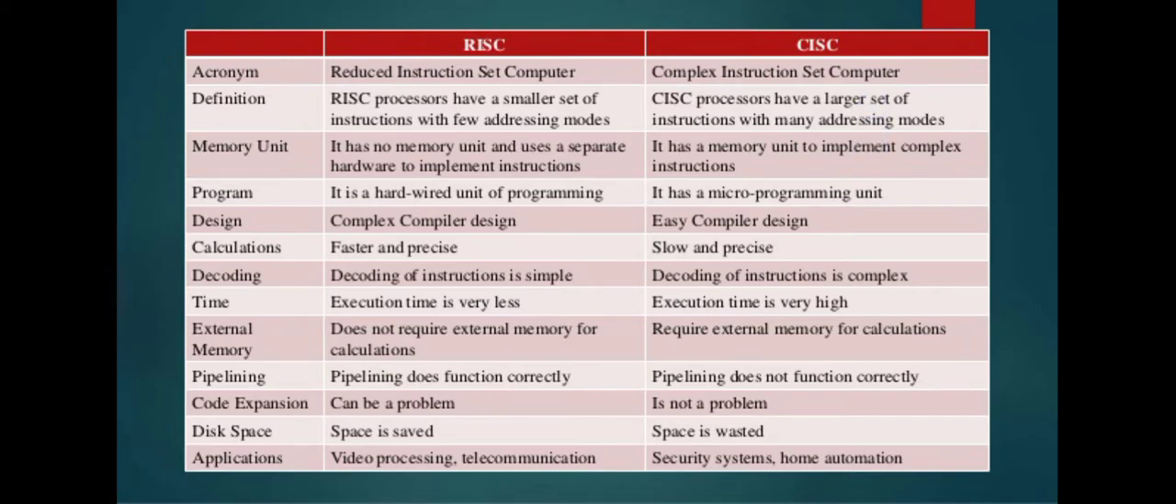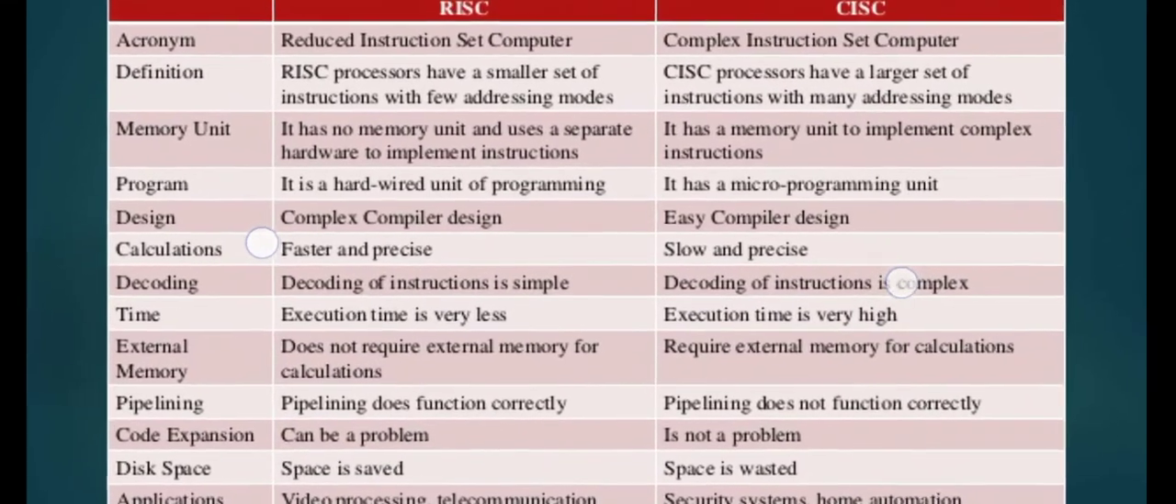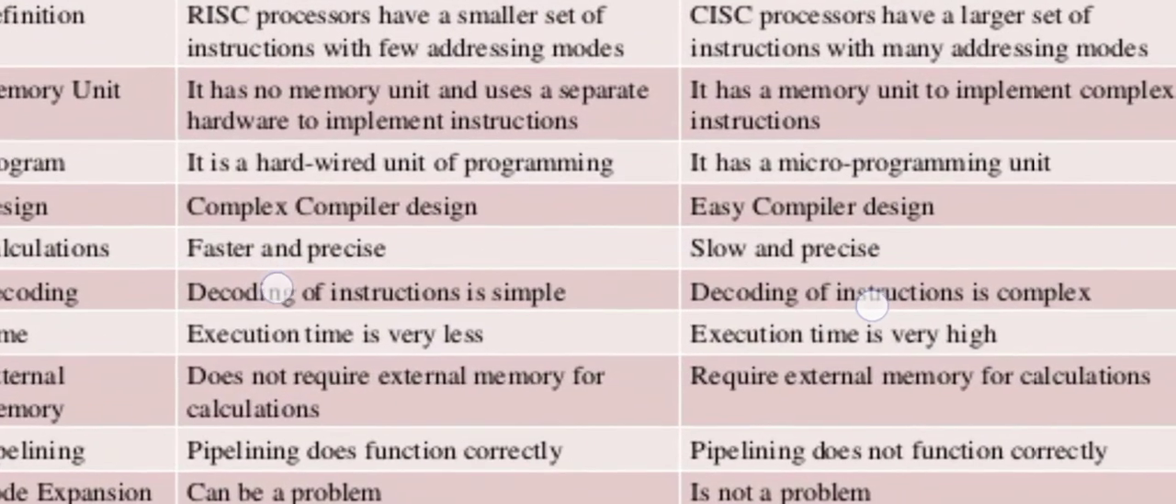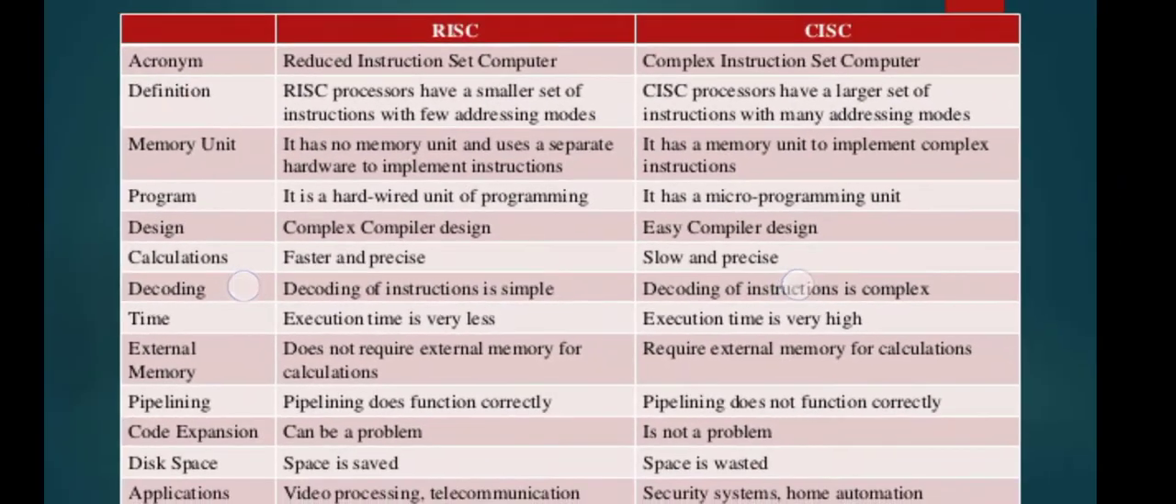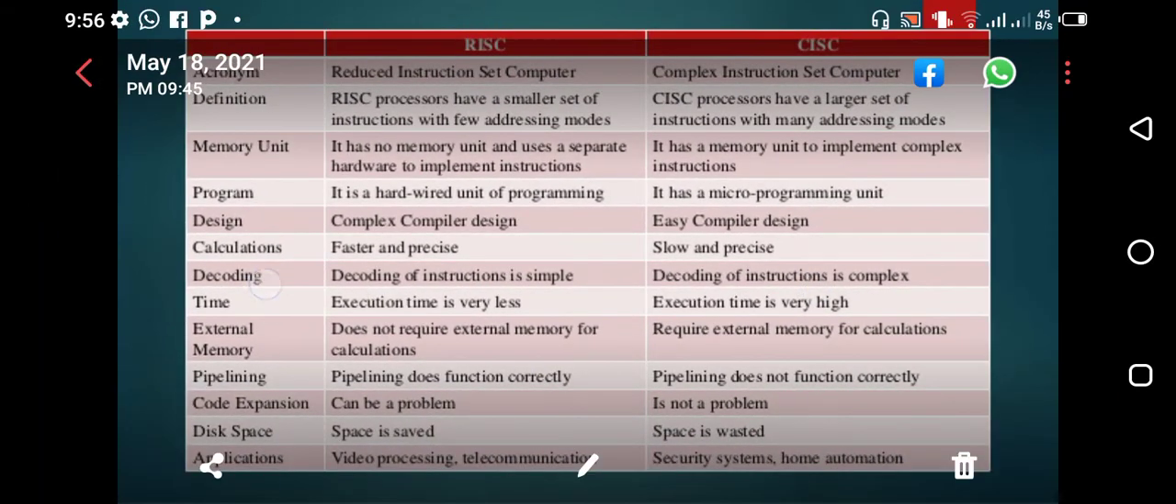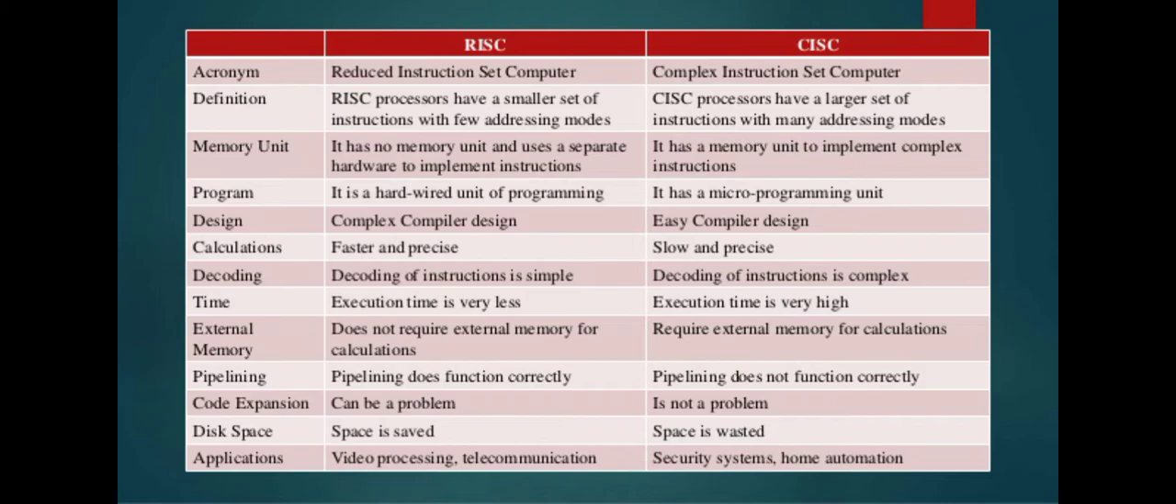What about the memory unit? We can see here that RISC has no memory unit and uses separate hardware to implement instructions. And then CISC has a memory unit to implement complex instructions. That's why, by the way, it starts with complex instruction set computers.